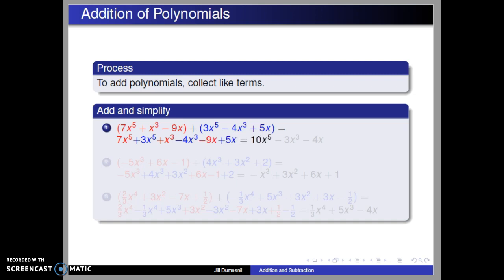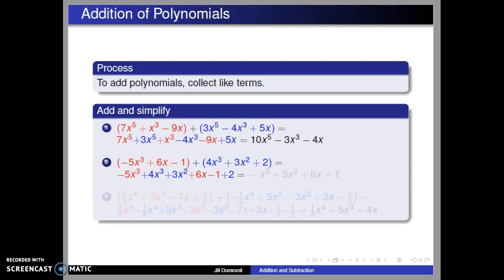We get 10x to the 5th minus 3x cubed minus 4x. Let's consider another example in which not all the terms pair up nicely. We can still write our terms in order of non-increasing degree. We have 2 cubic terms, 1 quadratic term, 1 linear term, and 2 constant terms.